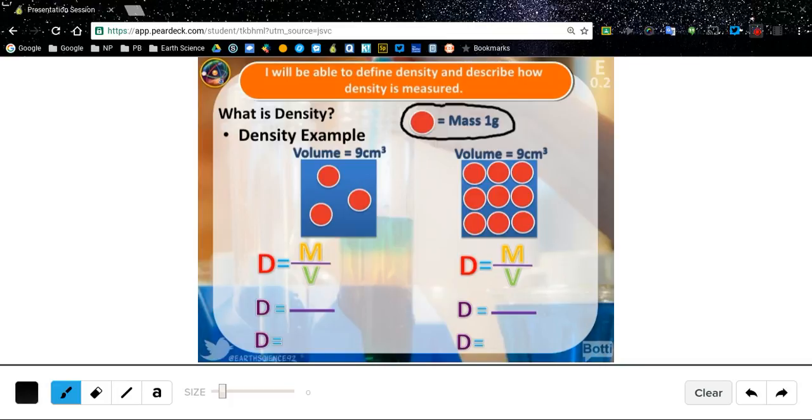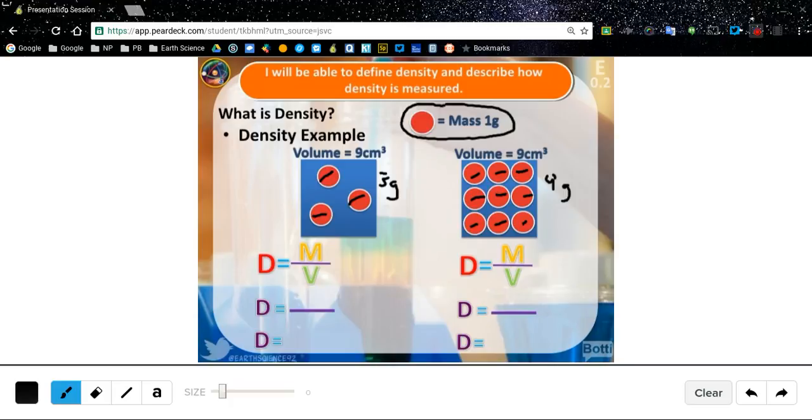So the first step we want to do is see how much mass is in each side. On the left side, we have 1, 2, 3 molecules, which is equal to 3 grams. On the right, there's 1, 2, 3, 4, 5, 6, 7, 8, 9 molecules, which is equivalent to 9 grams.